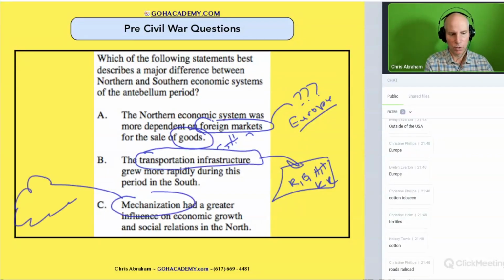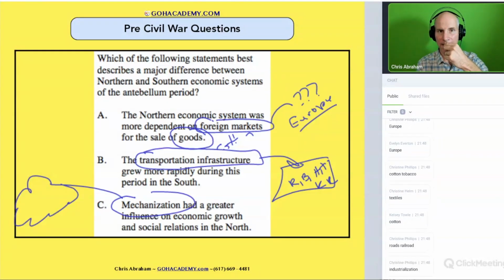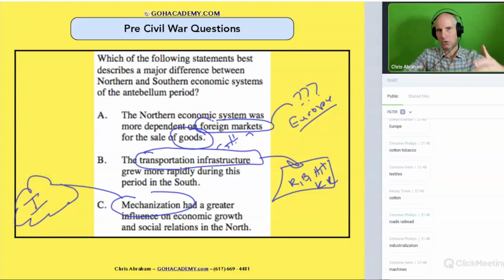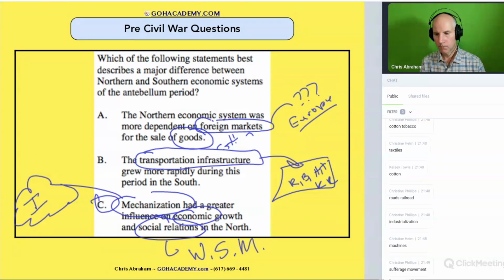Mechanization is the same as what? Industrialization, right? So we're talking about the industrial revolution. We know economic growth could be like growth of factories, and social relations is referencing the women's suffrage movement, right? Okay. The answer is C.